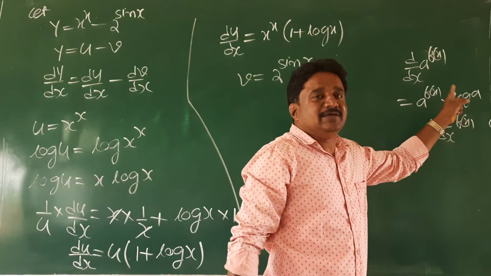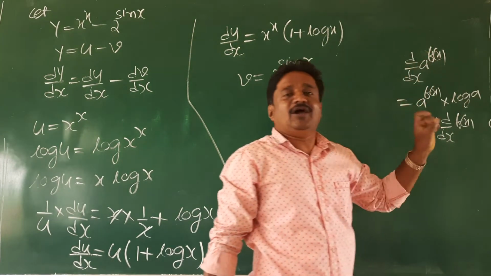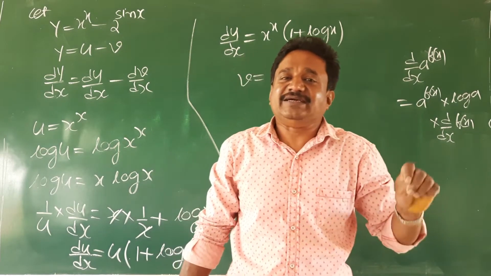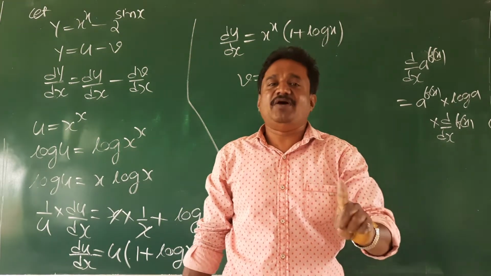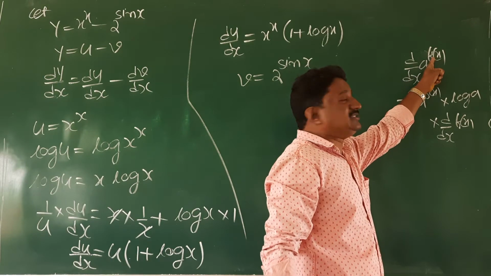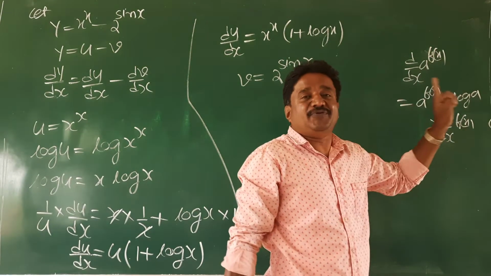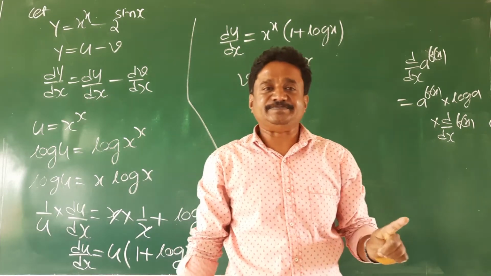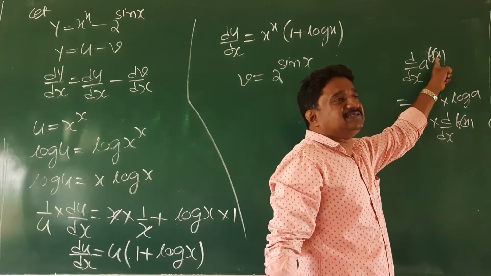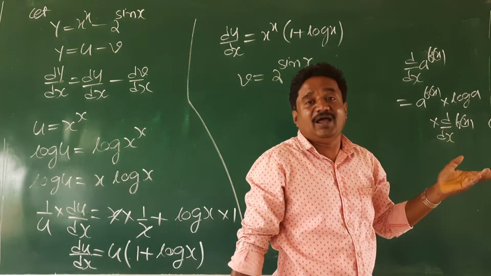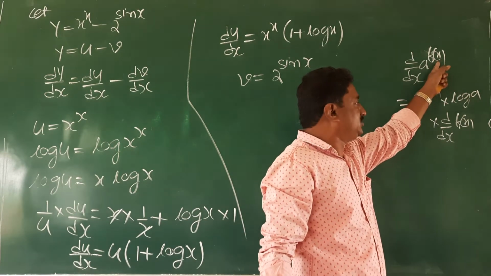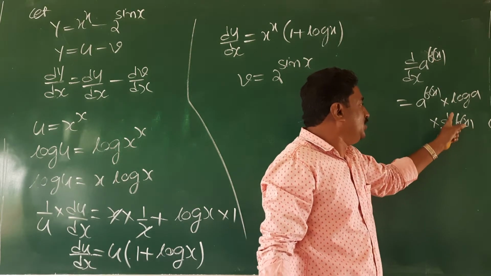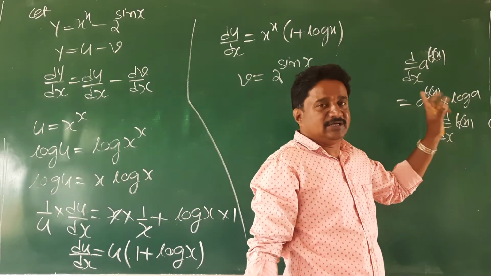In the power, we don't have x. If x is in the power, differentiating x gives 1. We don't have x in the power; in the place of x, we have f(x). Differentiating f(x) is a must. If x is in the power you don't need to write 1, but here we have f(x), so you need to write the differentiation of f(x), right students?